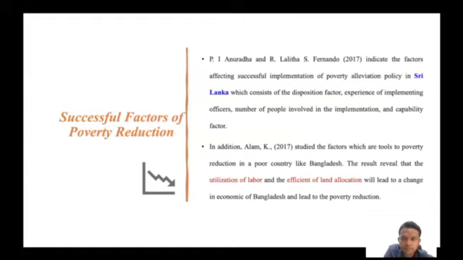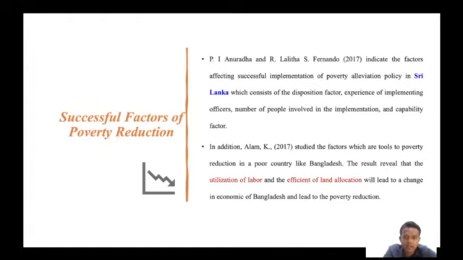The last is the successful factors of the poverty solution. This is the study in Sri Lanka, which consists of the deposition factor, experience of implementation officers, number of people involved in the implementation, and a capability factor. These factors can relate to the factors of poverty reduction. And the last is the factor which can be used as a tool for poverty reduction.